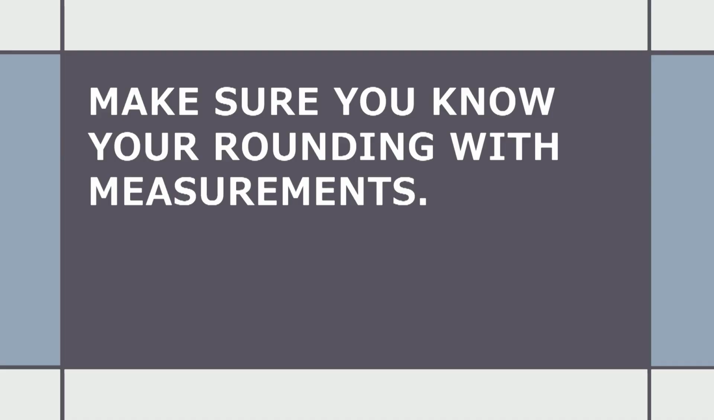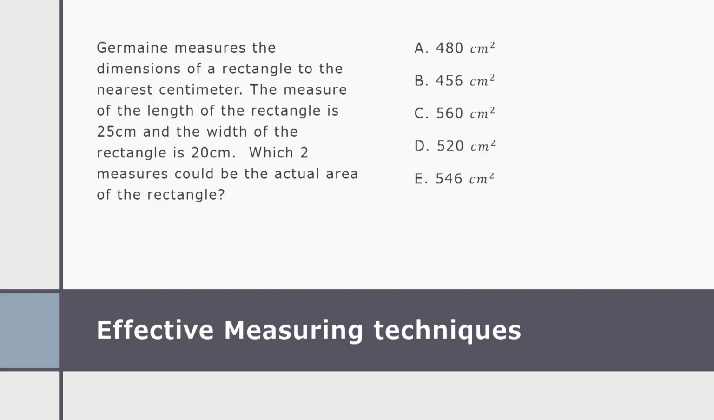Make sure that you know about your roundings when dealing with measurements. We got to make sure. All right, effective measuring techniques. Germain measures the dimensions of a rectangle to the nearest centimeter. The measure of the length of the rectangle is 25 centimeters and the width of the rectangle is 20 centimeters. Which two measures could be the actual area of the rectangle?